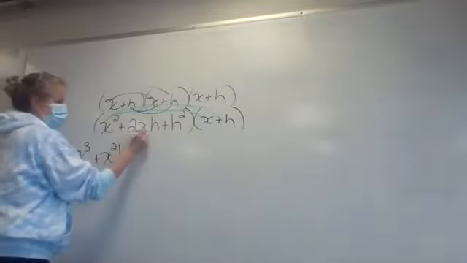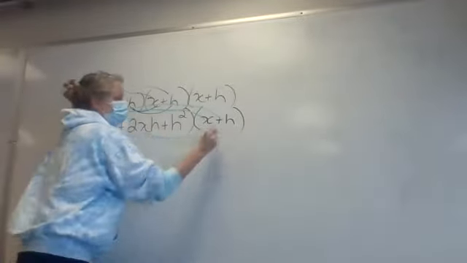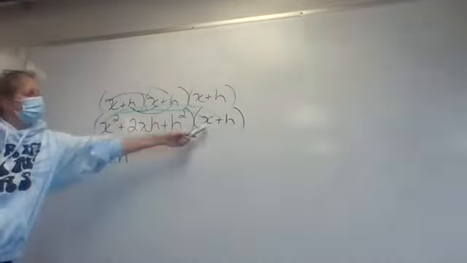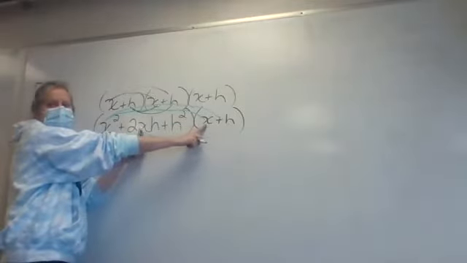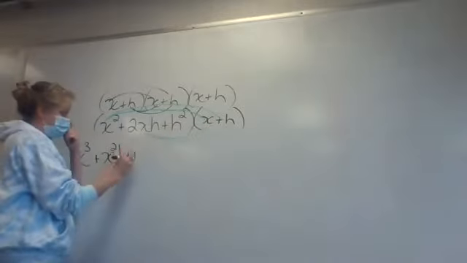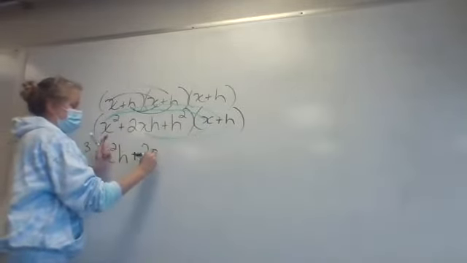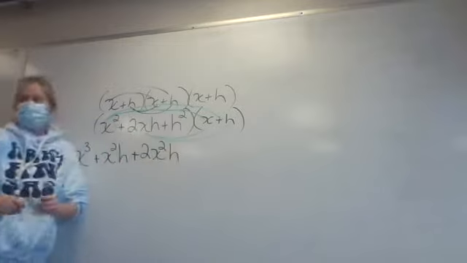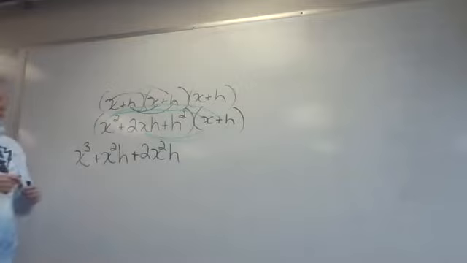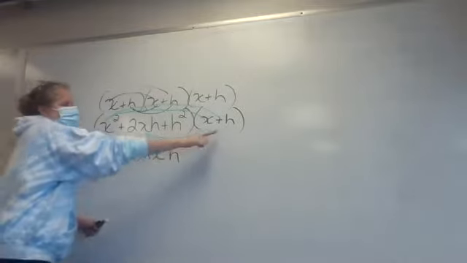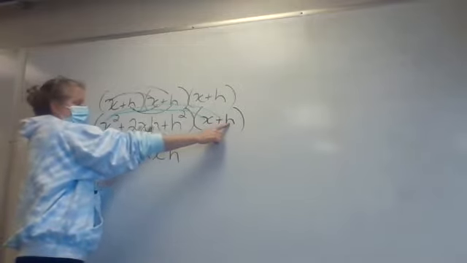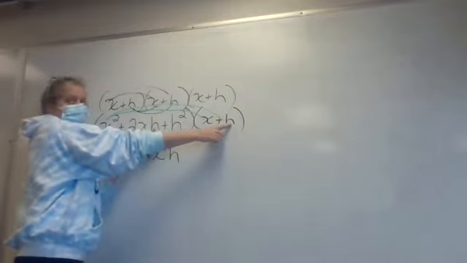Now I'll distribute this term to both of those. So let's see, I've got 2xh times x. So who's going to end up being squared in this situation? The x's are, right? Because I've got x times x. So I've got plus 2x squared h. Now, when I distribute this to the h, who's going to end up being squared this time? The h. So you're going to have 2x h squared.